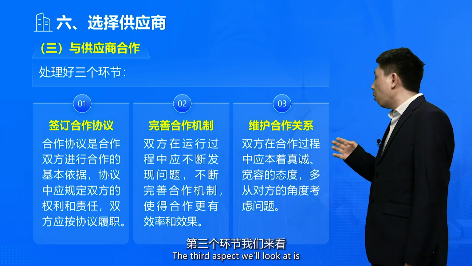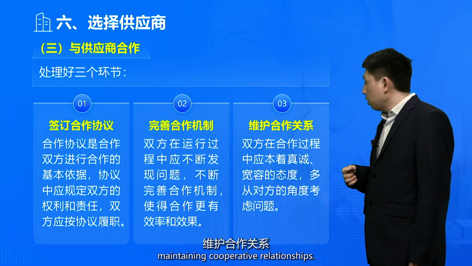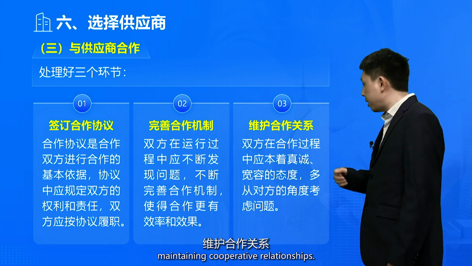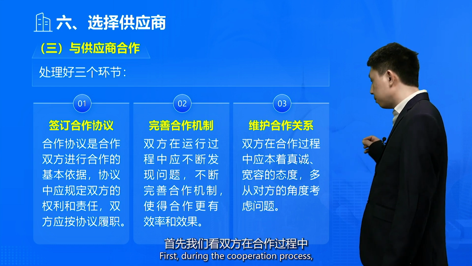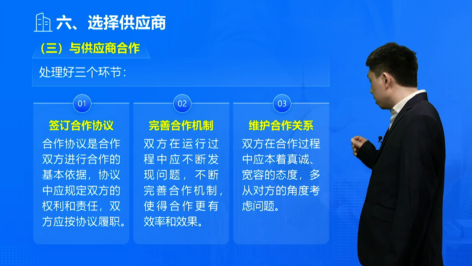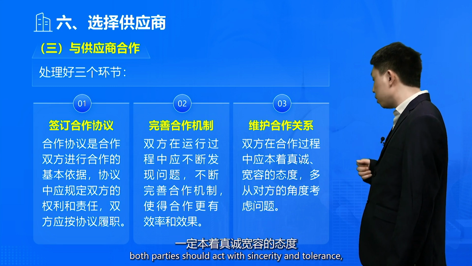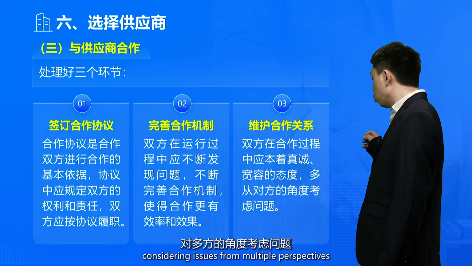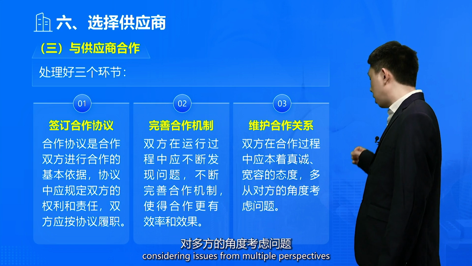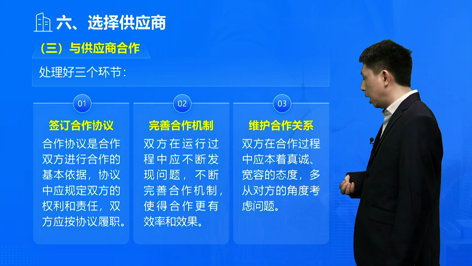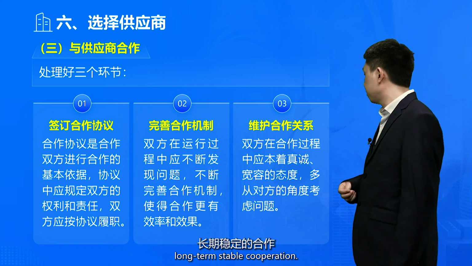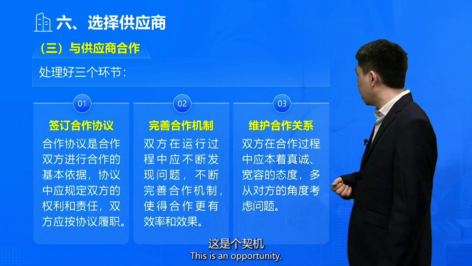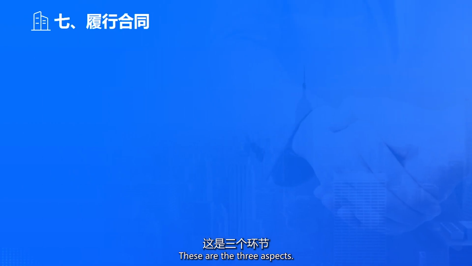The third aspect we'll look at is maintaining cooperative relationships. Let's see what this entails. First, during the cooperation process, both parties should act with sincerity and tolerance, considering issues from multiple perspectives to foster long-term stable cooperation. These are the three aspects.